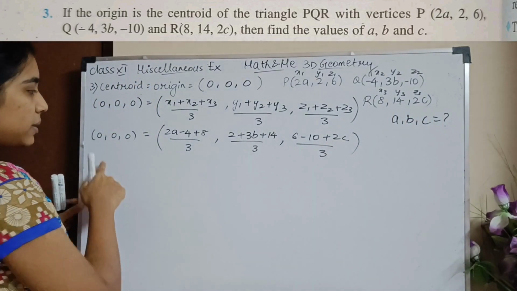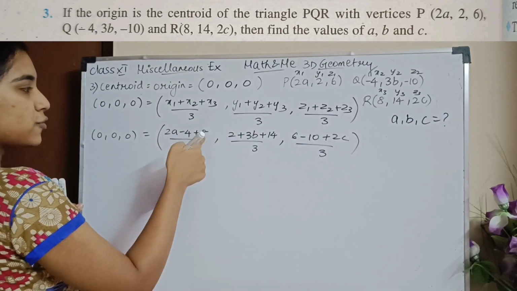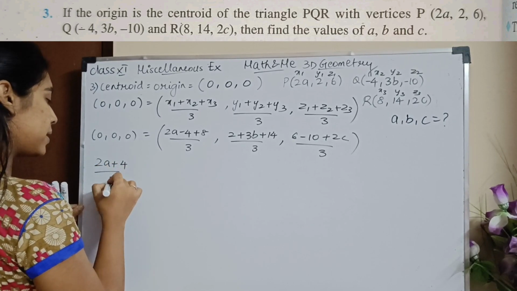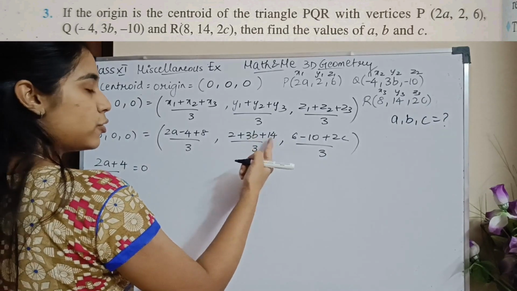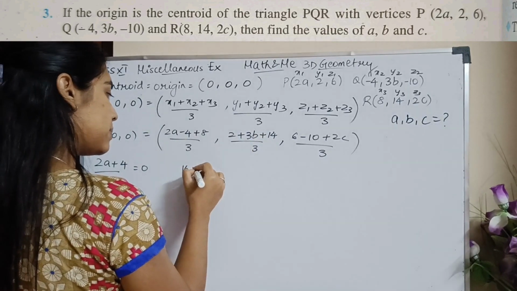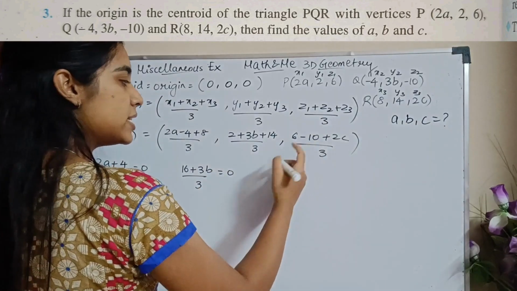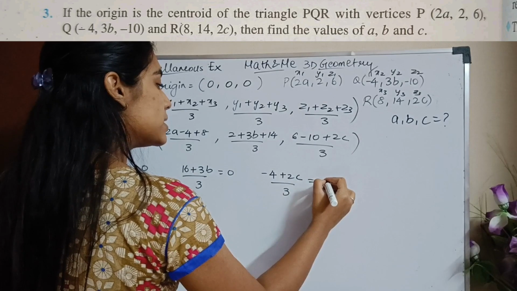So now let me equate my x coordinates, y coordinates and z coordinates. Minus 4 plus 8 is plus 4. So this will be 2a plus 4 divided by 3 equals 0 for the x coordinates. Equating y coordinates, I'll have 14 plus 2 is 16. So 16 plus 3b divided by 3 equals 0. And for this, minus 4 plus 2c divided by 3 equals 0.